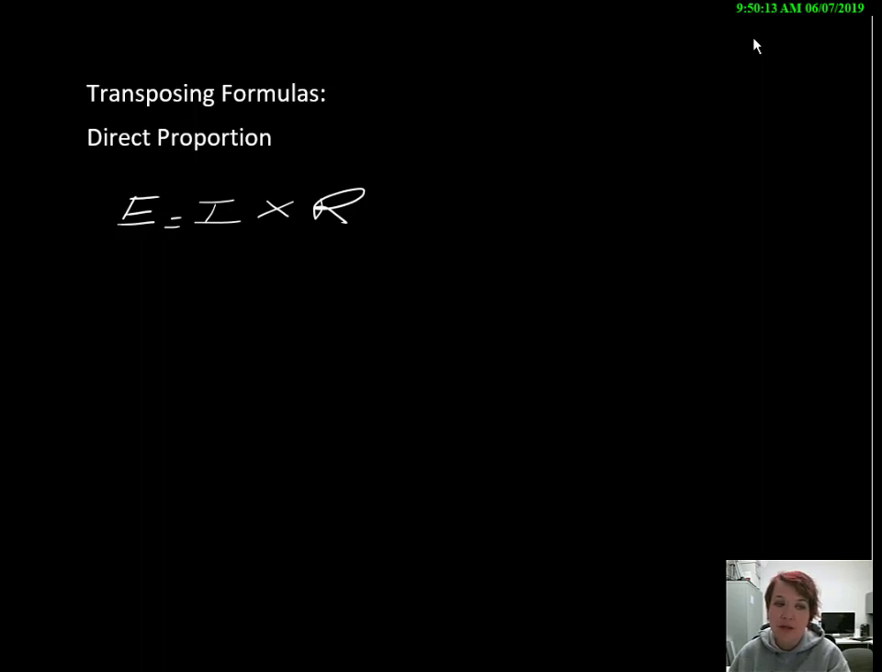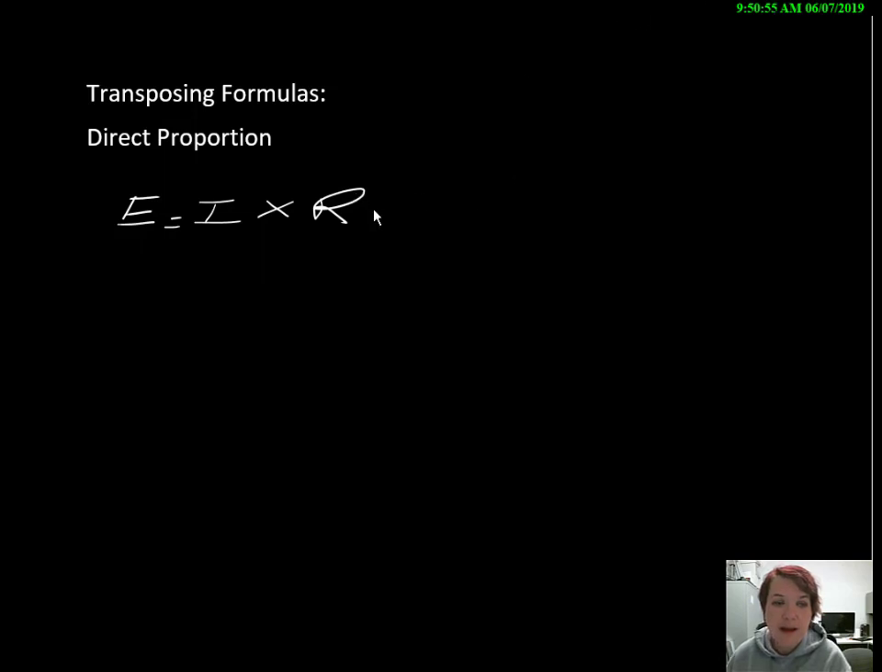So the first thing I want to talk to you about is a formula that is found to be in direct proportion, meaning if one variable on the right hand side of the equation is held constant, an increase of the other variable would cause the exact same increase in magnitude on the variable that's found on the left side of the equal sign. So a direct proportion formula would be a formula that does not include a division variable or does not include a denominator.